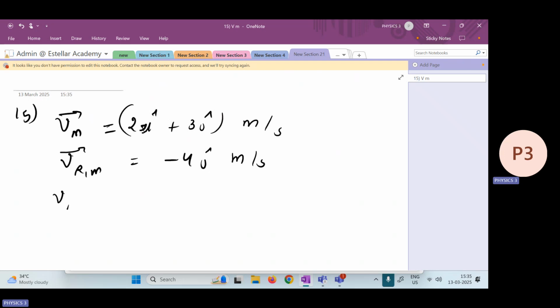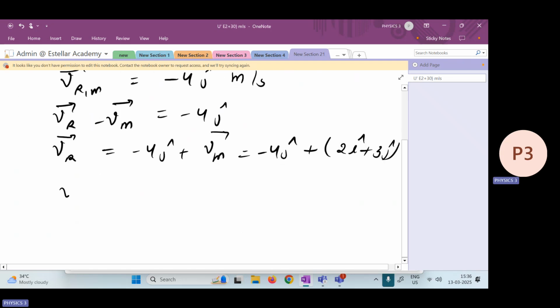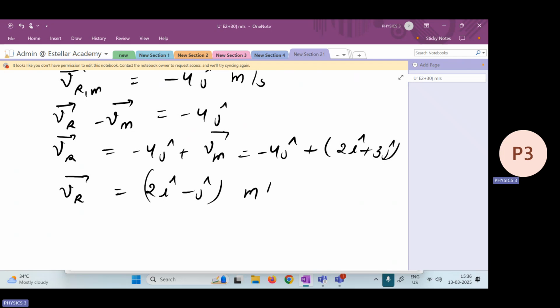So from here we can write VR minus VM is equal to minus 4 j cap. So VR is equal to minus 4 j cap plus VM. This will be minus 4 j cap plus 2i cap plus 3 j cap. From here, VR comes out to be 2i cap minus j cap meter per second.